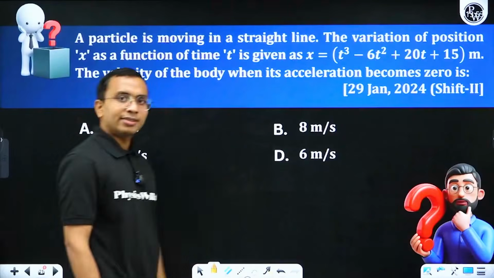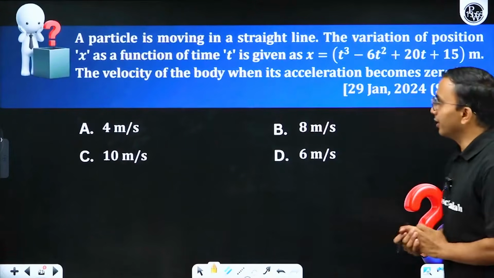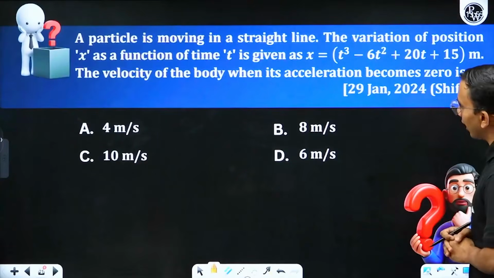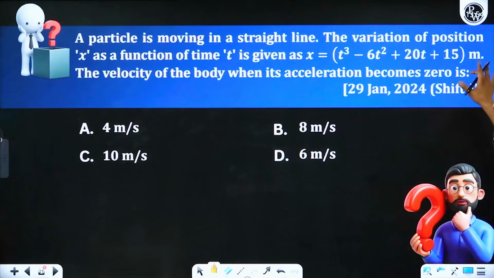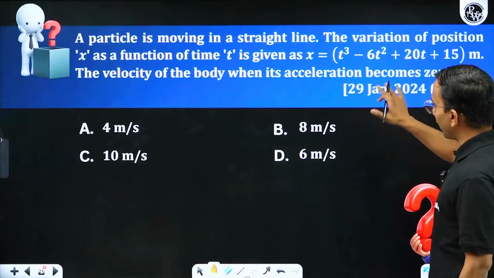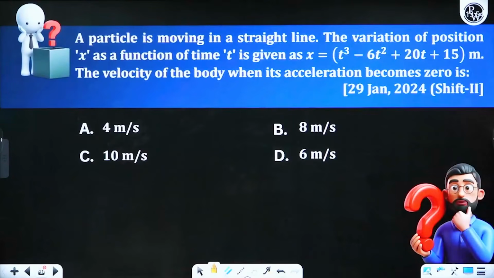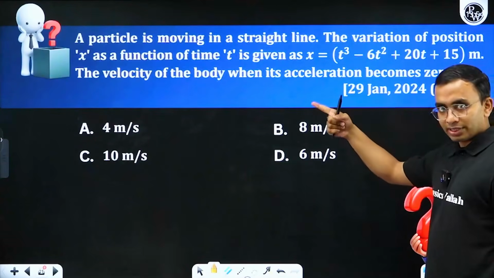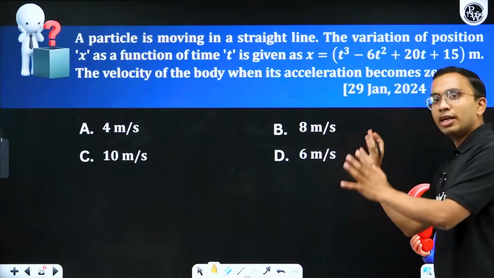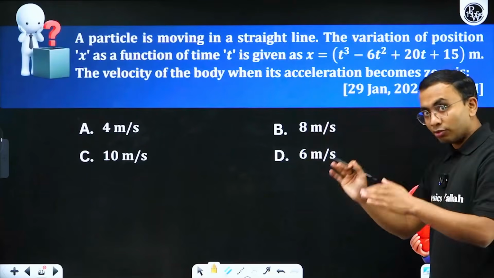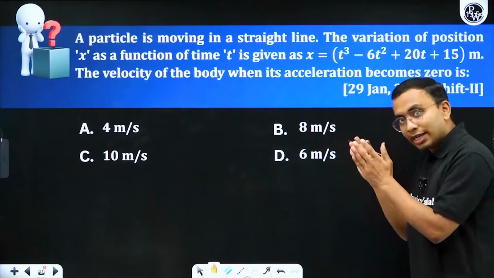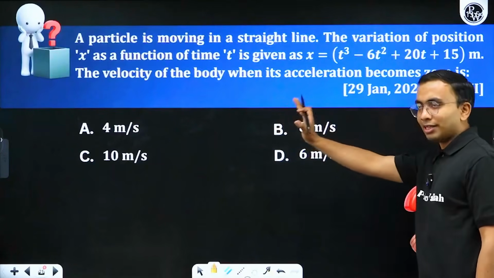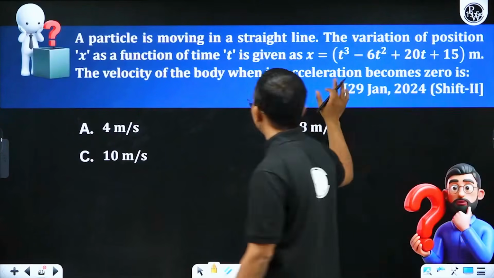Coming to the question part, let us read it. A particle is moving in a straight line. The variation of position x as a function of time is given as this. The velocity of the body when acceleration becomes 0 is. So we need to find the expression for acceleration first, make that equal to 0, get your time. Now you need to find the velocity at that particular time. So find the expression for velocity, put that time there, you'll get the velocity. Let us see the steps.